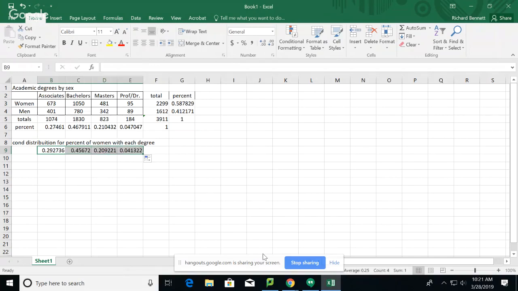As I drag that to the right, 45% have masters, 20.9% have bachelor's, and 4% have professional or doctorate degrees. We could do the same thing for the percent of men, right?